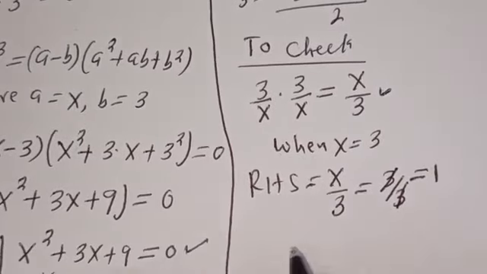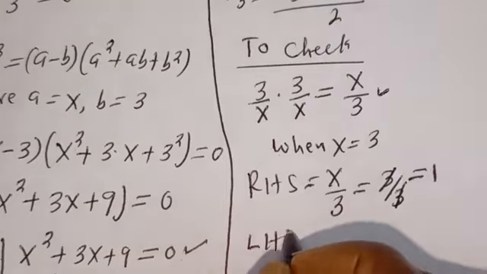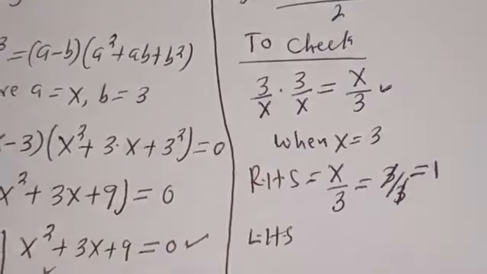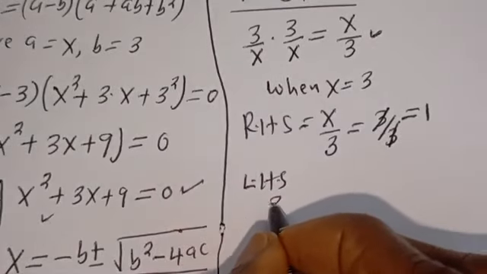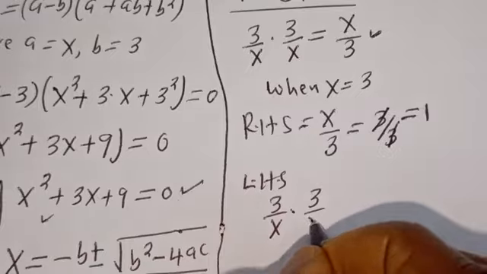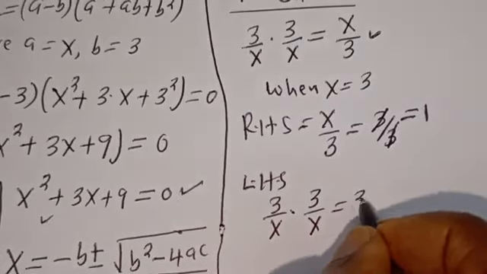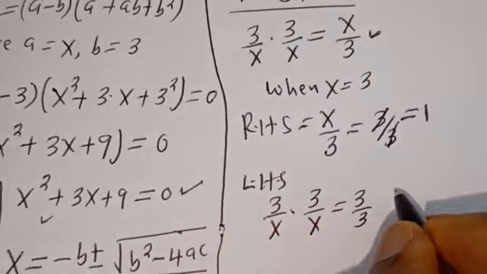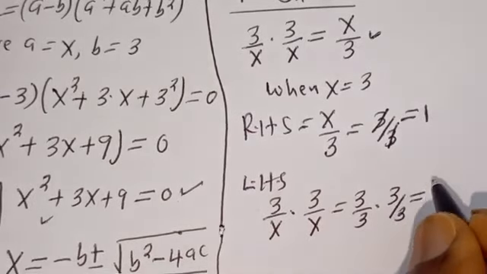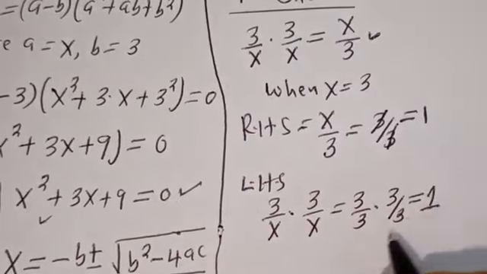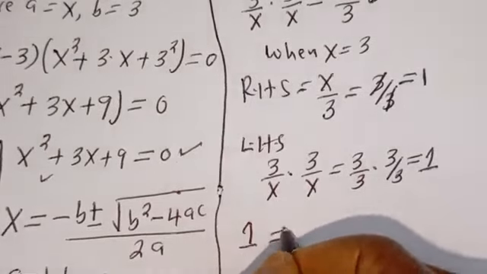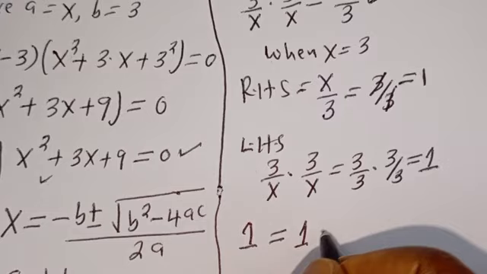Then let's consider the left hand side. The left hand side, which is 3 divided by s multiplied by 3 divided by s, is equal to 3 divided by 3 multiplied by 3 divided by 3, which is also equal to 1. Therefore, the left hand side 1 is equal to the right hand side 1, which is true.